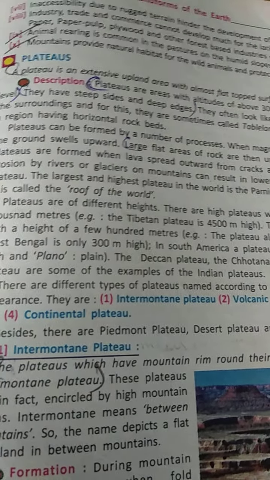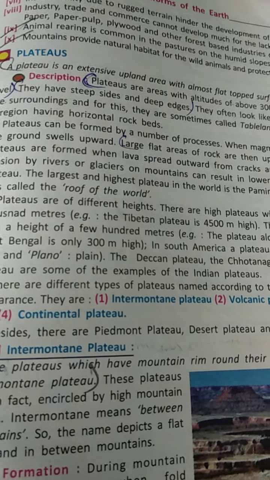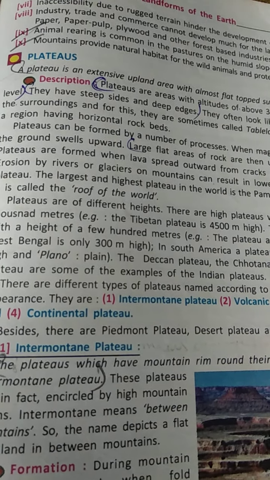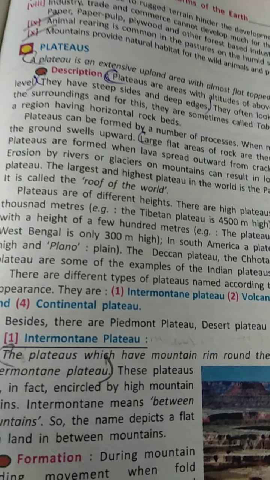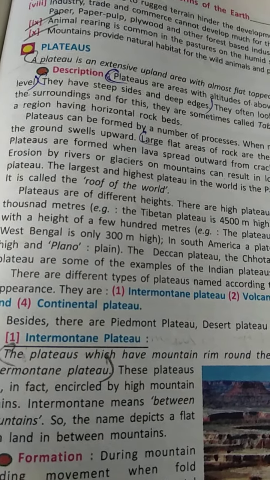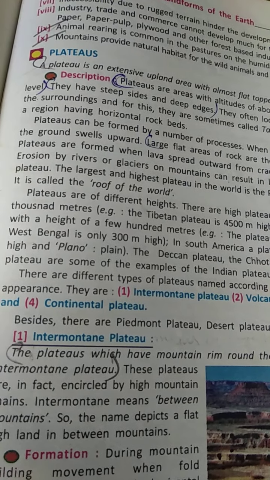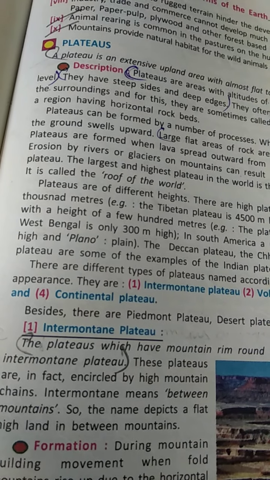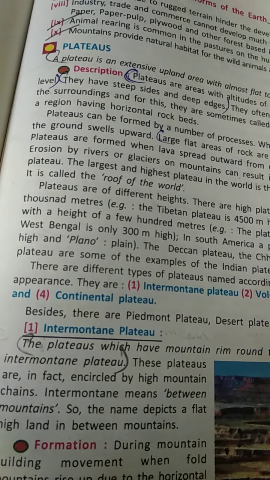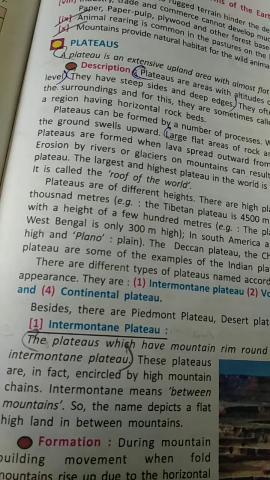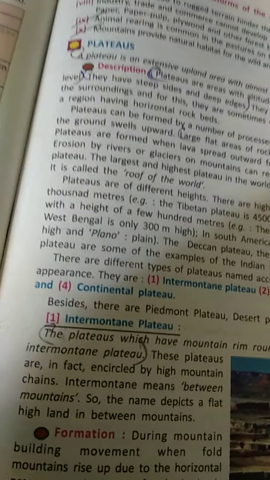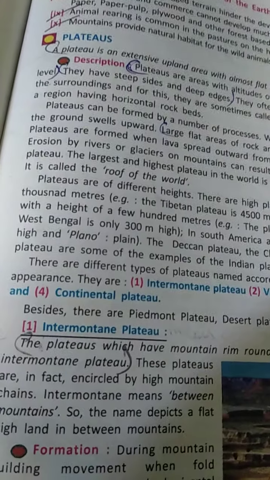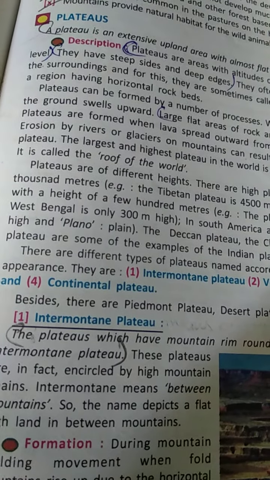Now what are plateaus? Plateaus are those areas which have an altitude of about 300 meters from the sea level. They have steep sides and deep edges. They are not as high as the mountains. They look like a table that is surrounded, standing above the land, that's why they are sometimes called tablelands. They are formed in regions having horizontal rock beds.